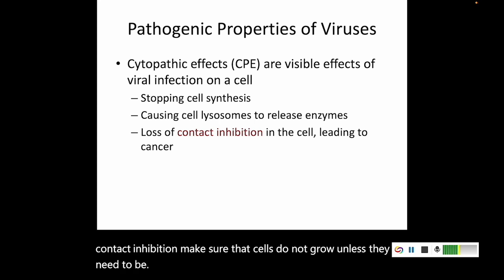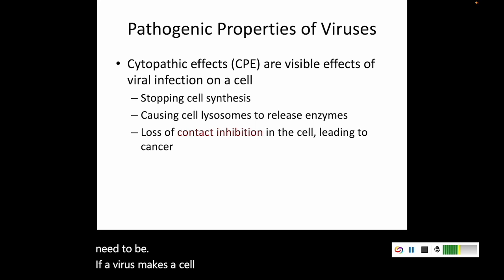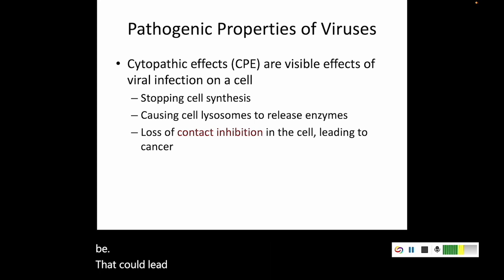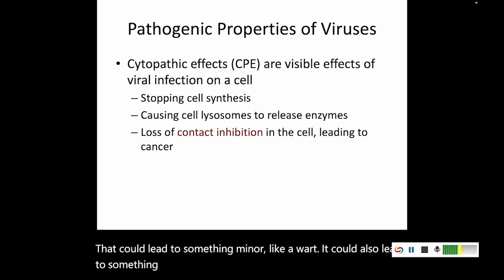If a virus makes a cell lose contact inhibition, that cell is going to start growing inappropriately. It is going to grow when it shouldn't be. That could lead to something minor like a wart. It could also lead to something very much more involved, such as cancer.